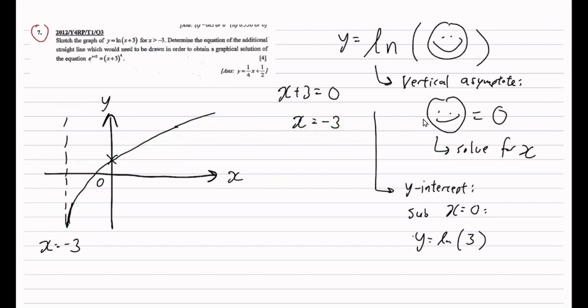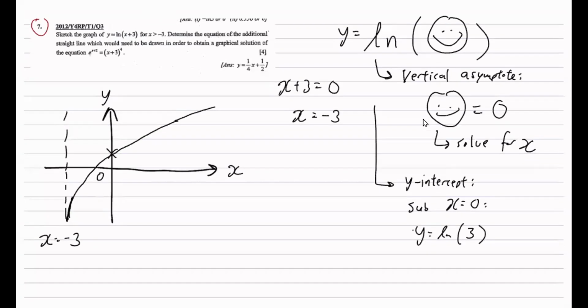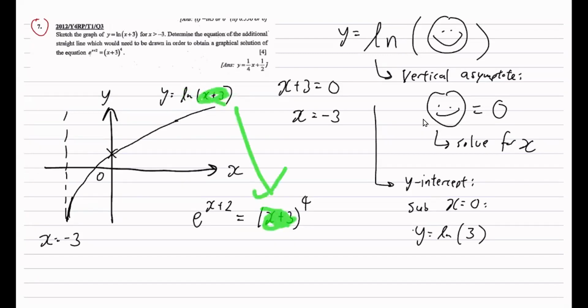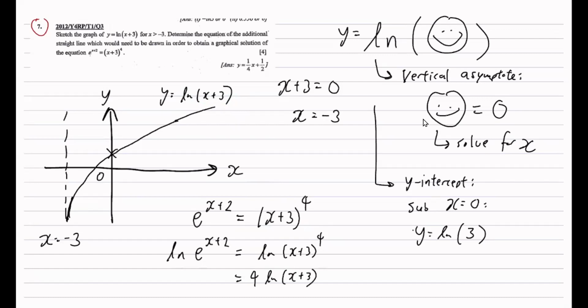Then determine the equation of the additional straight line which would need to be drawn in order to obtain a graphical solution to e power x plus 2 equals x plus 3 power 4. So we need ln x plus 3. Do you see x plus 3 here? You need ln. What do you do? Ln both sides. What happens when you have a power 4? Bring down. You get 4 times ln x plus 3. ln of e, power bring down. You get x plus 2 times ln e, which is x plus 2 times 1, which is just x plus 2.